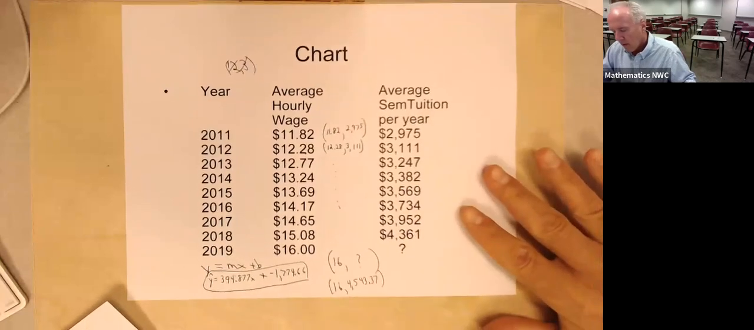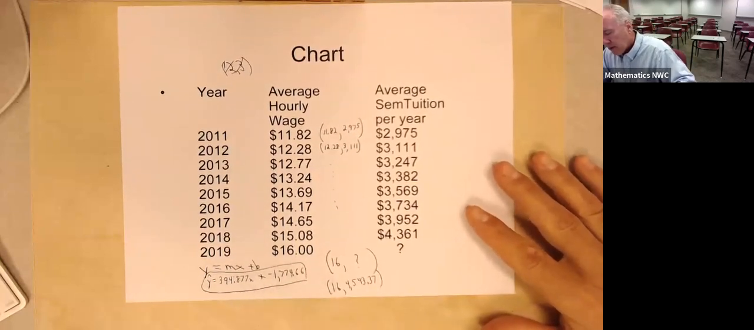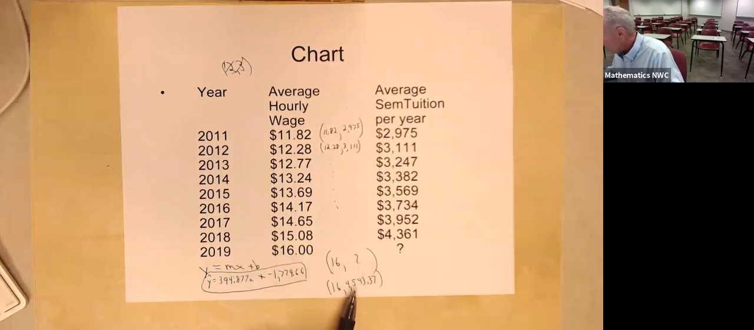Going back to this slide that we saw earlier, we used our line here to predict our y coordinate when the x was 16. And we found the y coordinate to be 4,543, etc. The question now is, how accurate was that?